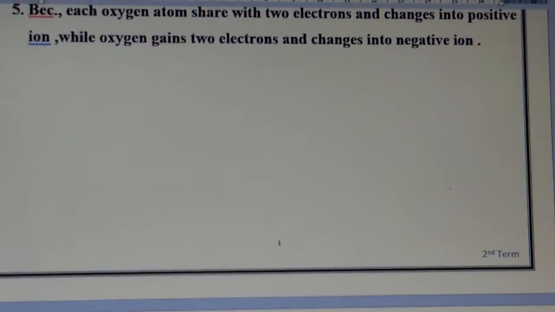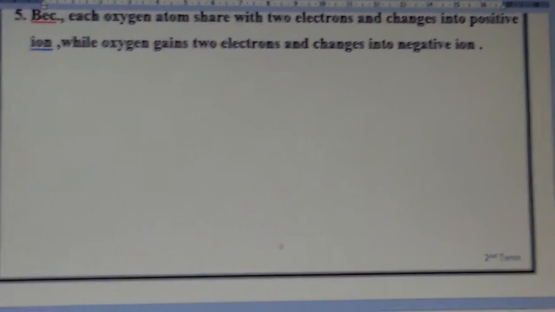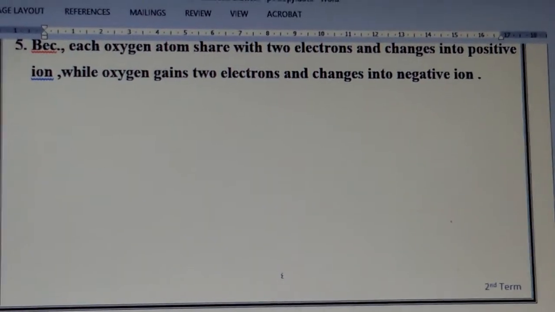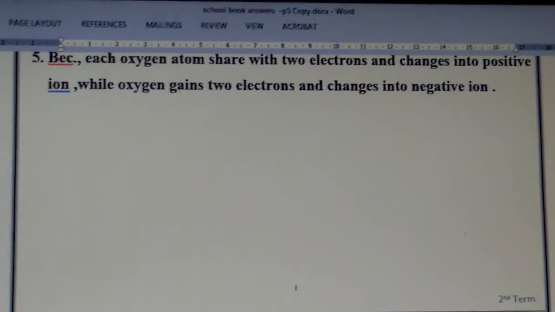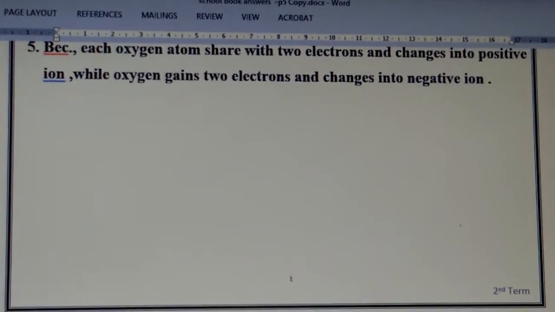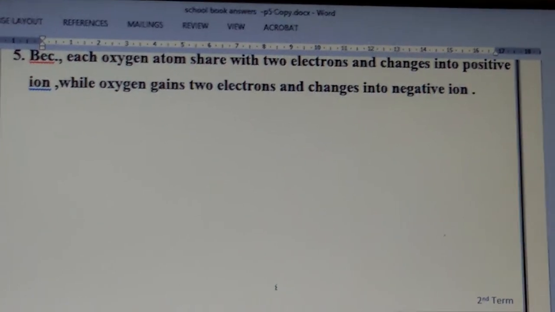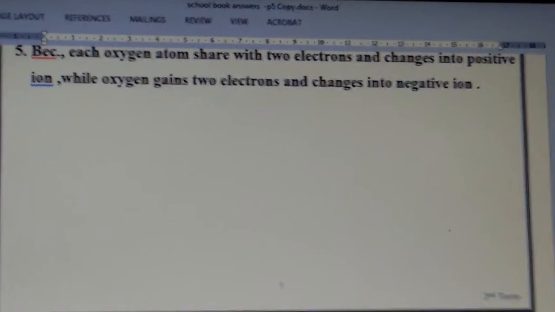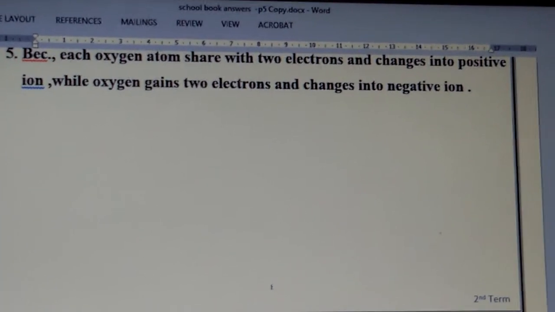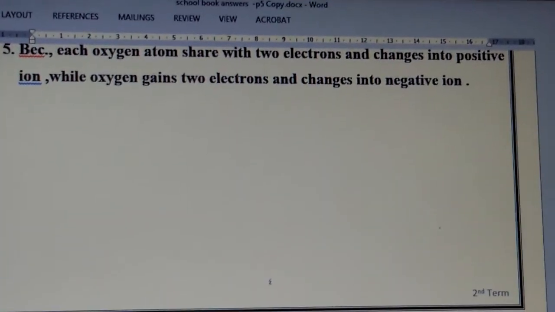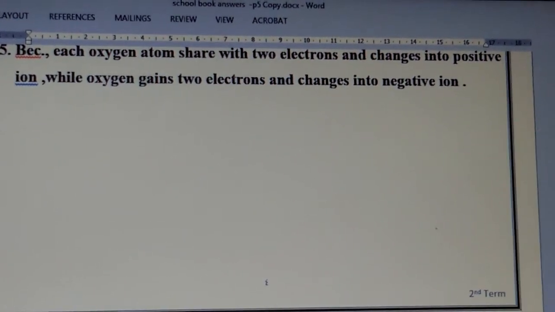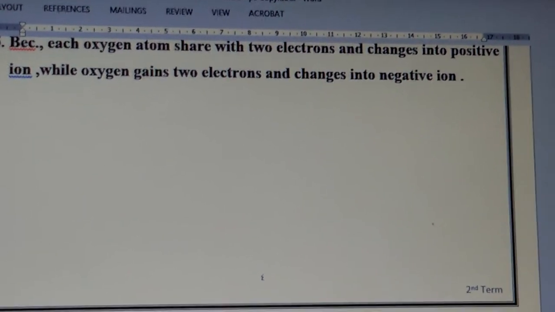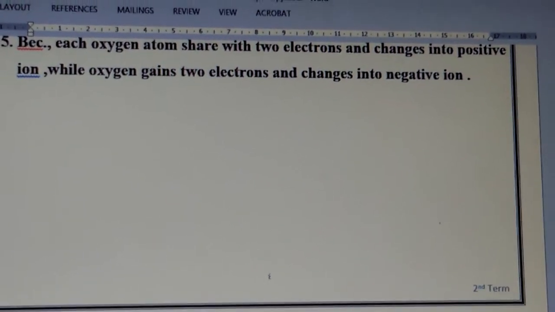Number 6, the bond in a compound of magnesium oxide is an ionic bond, regarding the atomic number of magnesium Mg equals 12 and oxygen O equals 8, because when magnesium joined with oxygen, magnesium atom loses 2 electrons and changes into positive ion, while oxygen gained 2 electrons and changes into negative ion. So the ionic bond is formed.